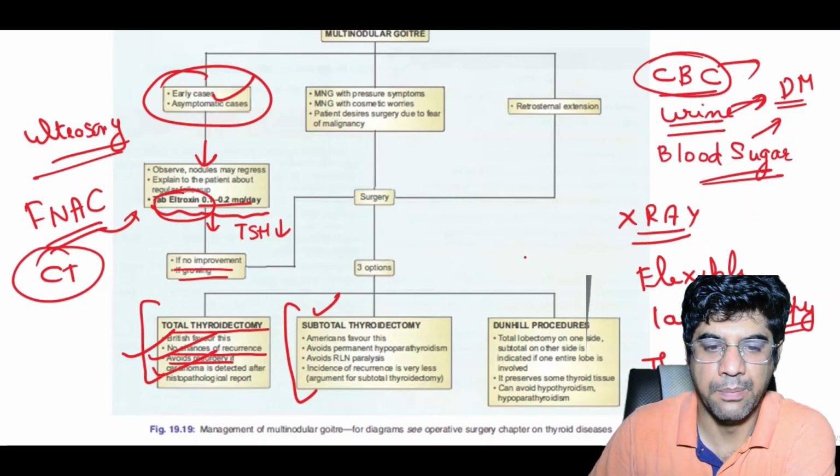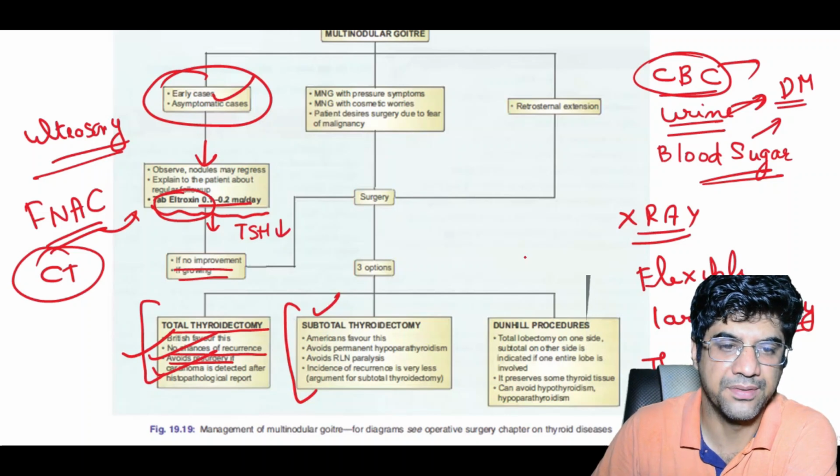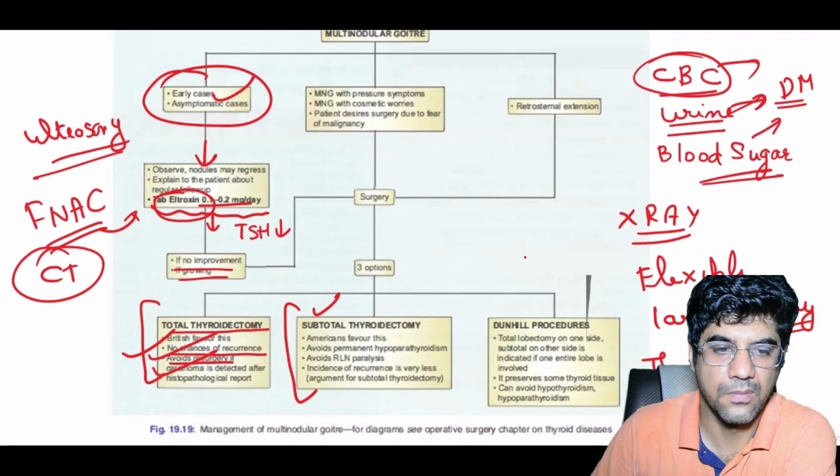Patient education is important. You can prescribe this medicine, that is levothyroxine. Levothyroxine can be given 0.1 to 0.2 milligram per day to suppress the TSH and reduce the nodule size. If there is no improvement, then surgery can be planned out.